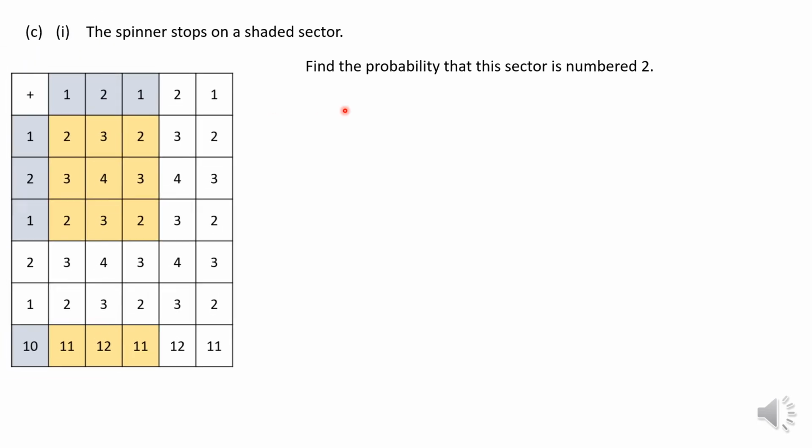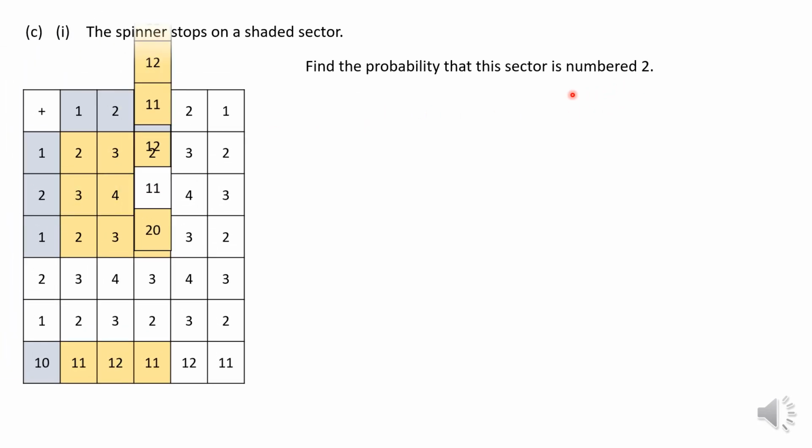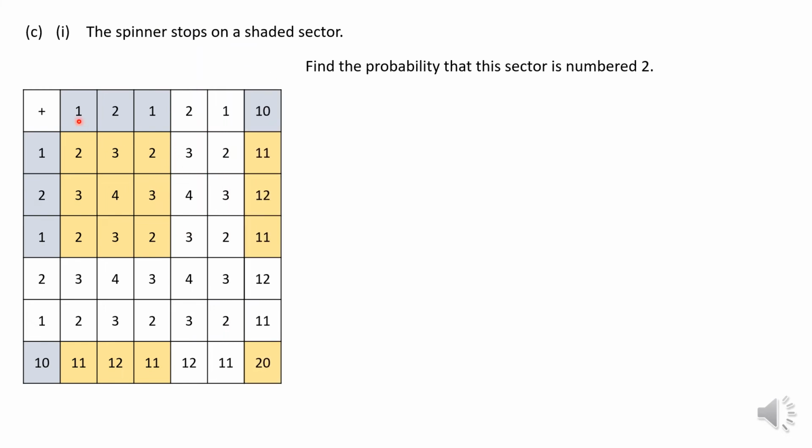The question continues and says that the spinner stops on a shaded sector. Find the probability that this sector is number 2. All right, so let me bring them back. So what I did here, these colors here in orange, these are your shaded ones, that if you have the shaded ones, you get these possible outcomes. Okay, the ones that are not shaded are obviously those values that are not shaded on the spinner. Now if you are looking for a probability that this sector is numbered 2, then they can only be out of the shaded part.